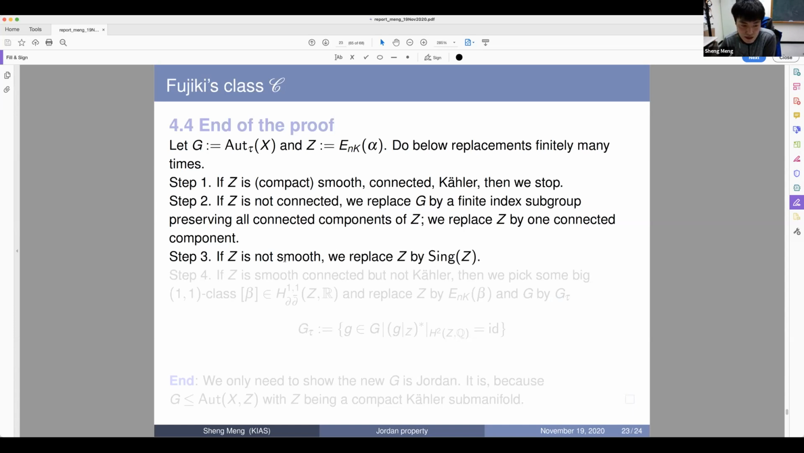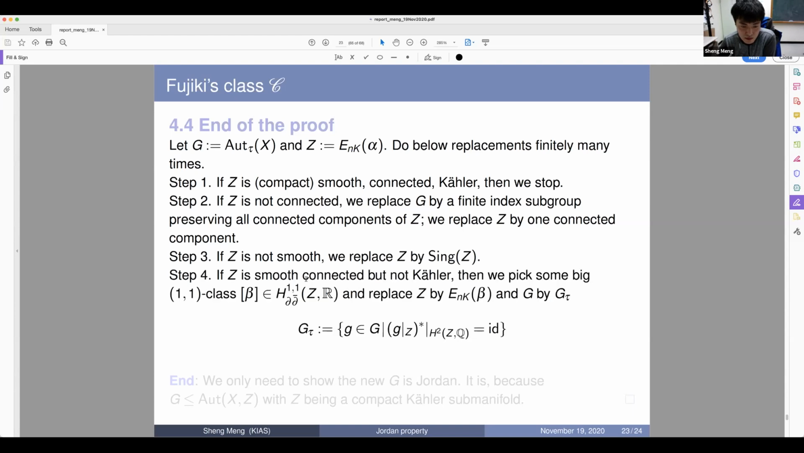Okay. And if Z is smooth connected but not Kähler, then we pick some big (1,1) class, because it lies in the Fujiki class. So we can find some big class beta and replace Z by the non-Kähler locus of beta, and G by the following subgroup, which has the quotient having bounded finite subgroup, because it is the rational representation on the second singular cohomology of Z. So this replacement is okay.